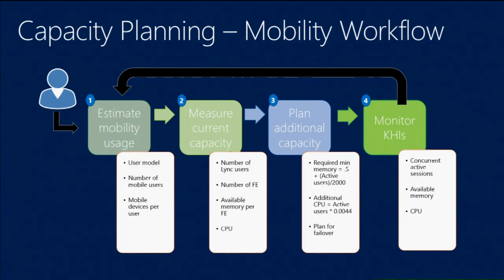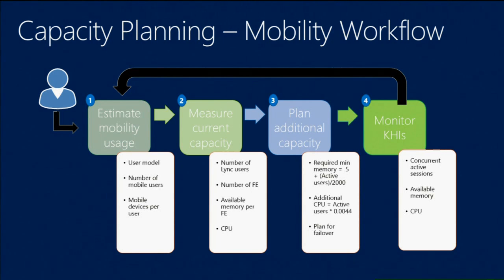How many users am I expecting to have on this mobile platform? What am I currently using? How many gigs of memory? What's my current capacity? What capacity do I have left? Then I need to do this nice little calculation. I need to take 0.5 gigs plus the amount of active users divided by 2,000. That's for our memory. CPU is the amount of active users times 0.0044. And I hate to be the guy that had to come up with this number.